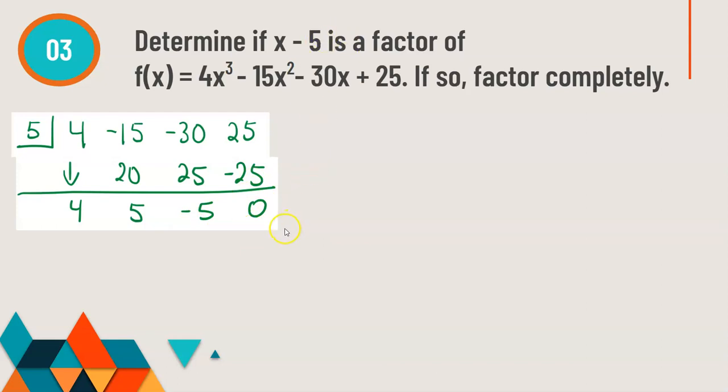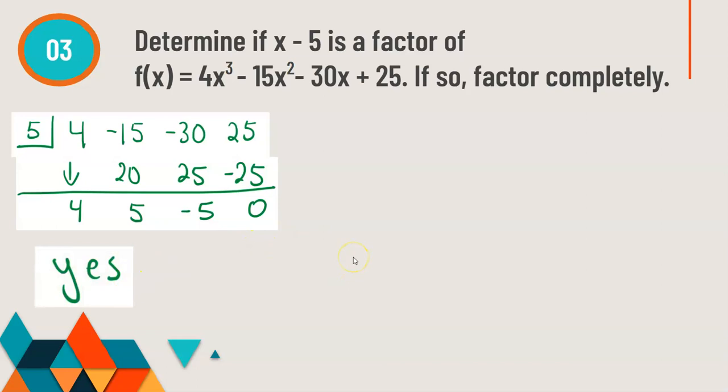Now, this is a good time to tell you that if you were ever to not get a 0, then the binomial you were asked about would not be a factor, and then you would just stop. You wouldn't be able to do anything else. So that's why I haven't done really any of those, because it's more interesting when it is a factor and you get that 0 remainder. So this one, we got a 0 remainder.